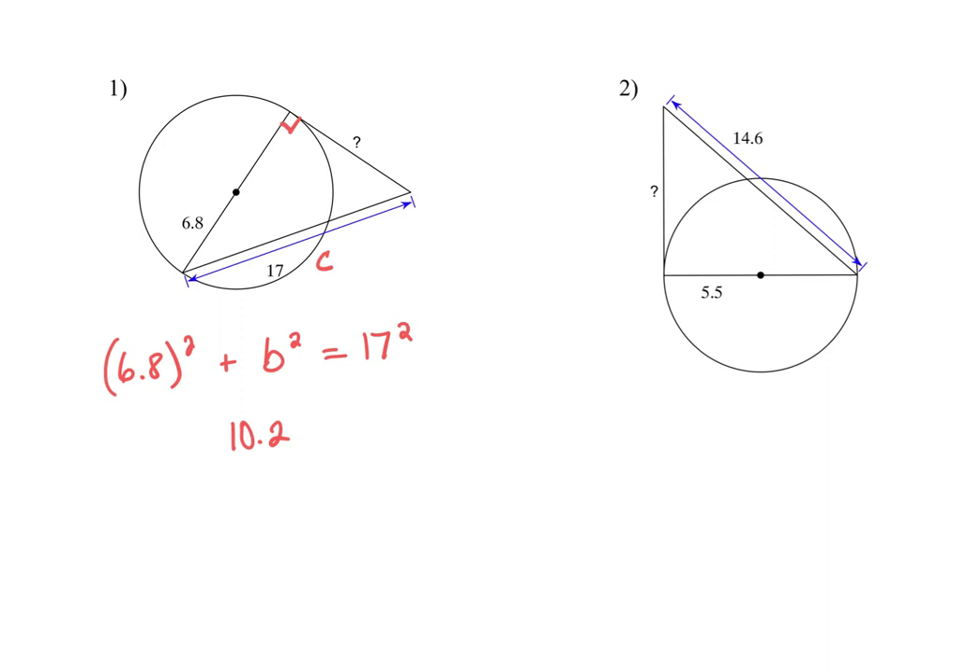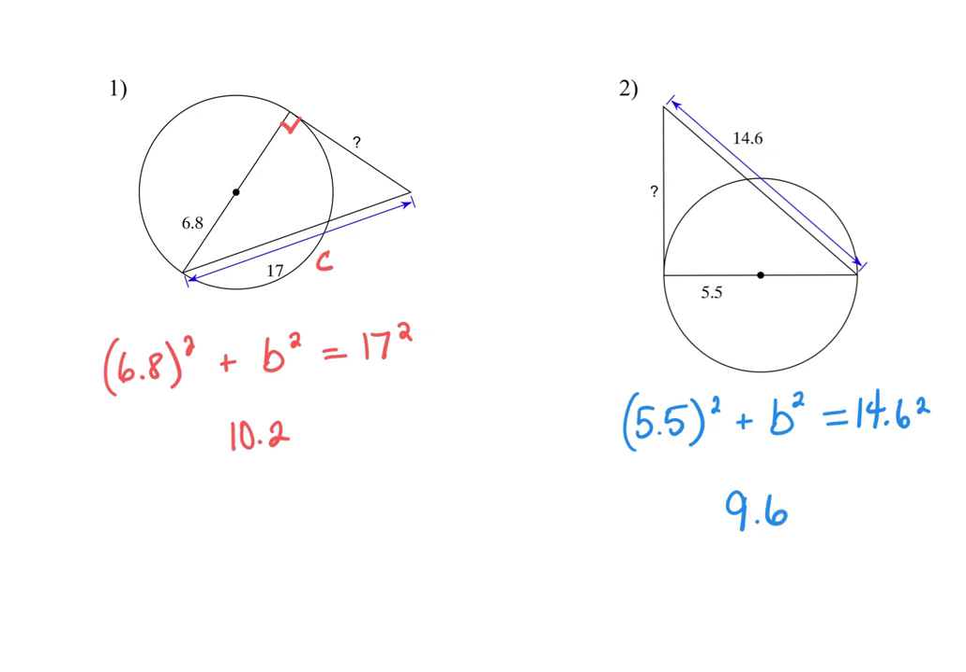All right. The second one was identical. They actually gave you the hypotenuse in this one as well. And so you would have set that up exactly the same. You would have said 5.5 squared plus the side I do not know squared equals 14.6 squared. When you subtracted and took the square root, you would have gotten 9.6.